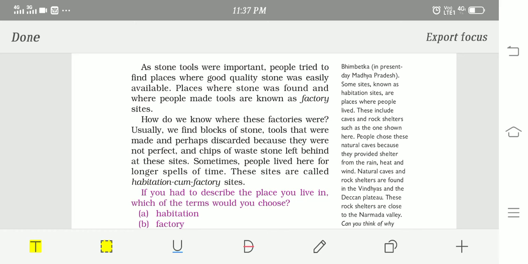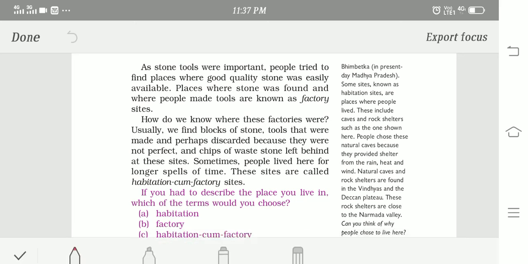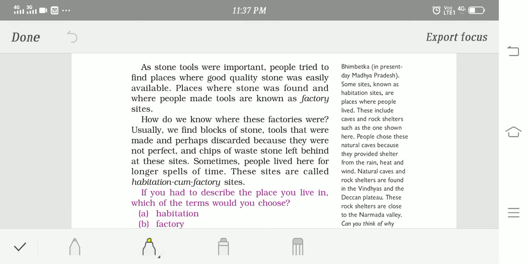and these places were known as the factory sites. See, factory sites means the places where people used to work. What kind of work did they do? They used to make the tools. Evidence was found, the tools were found, and the same kind of stone is found in those areas. So these sites where people used to make the tools are known as factory sites.